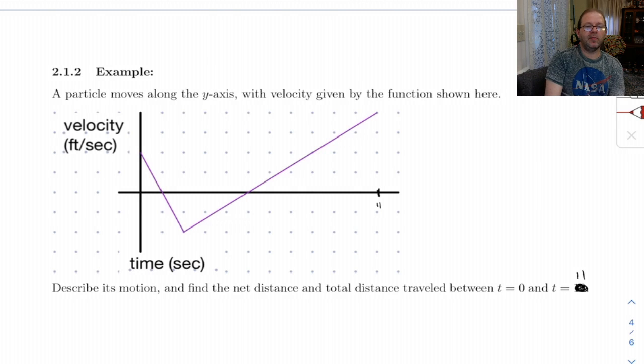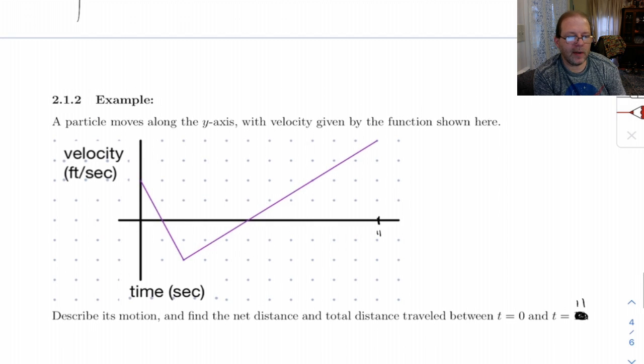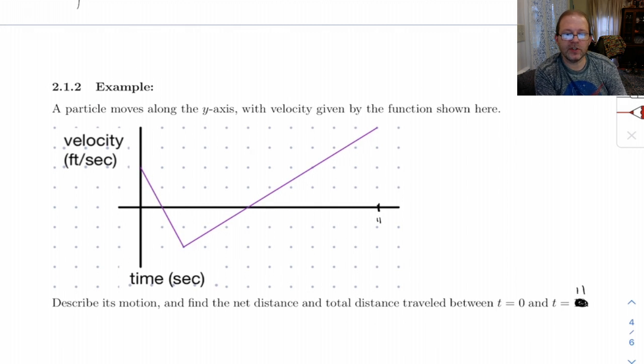All right, let's look at this example 212 here. A particle moves along the y-axis with its velocity given by this function shown here. Describe its motion and find the net distance and total distance traveled between t equals 0 and t equals 11.